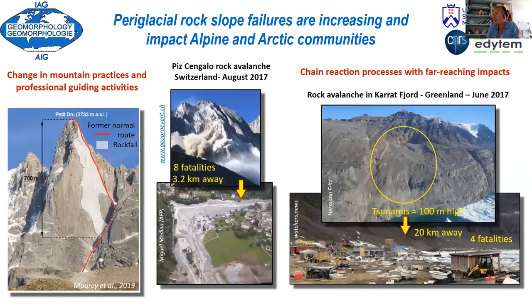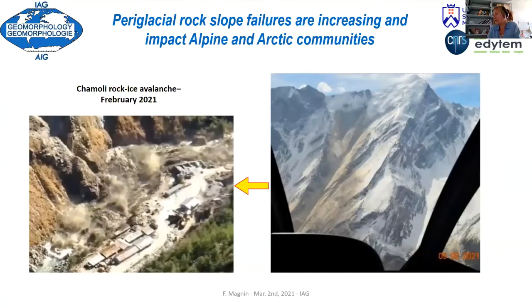And there are also some higher magnitude events such as rock avalanches that may trigger chain reaction processes, such as the examples you see here, one in Switzerland and one in Greenland, that have triggered either debris flow or tsunamis. And the last one, which is very recent and that I guess you may have heard about, is the Chamoli rock ice avalanche that occurred in India this February, and that caused a huge flood down in the valley.